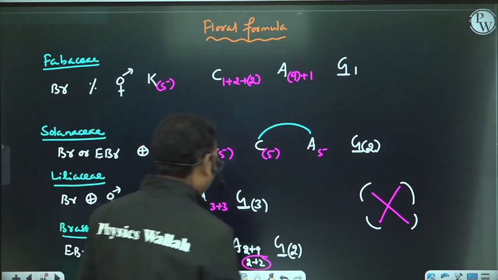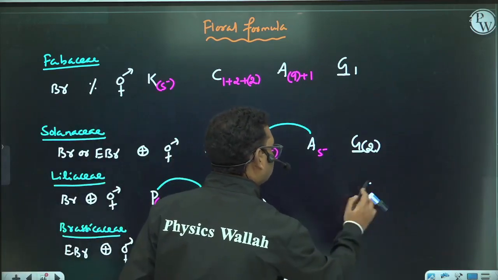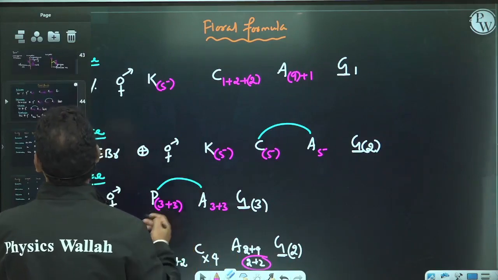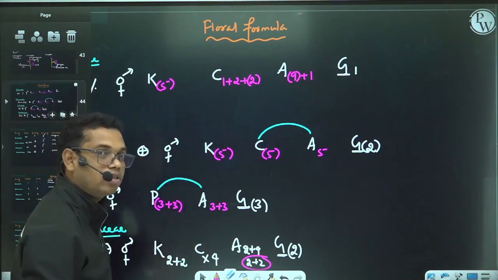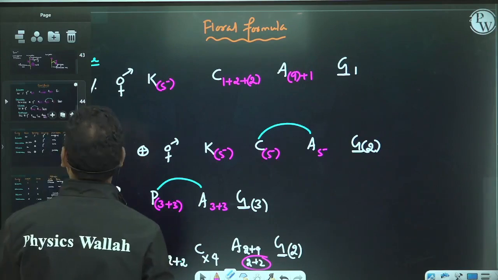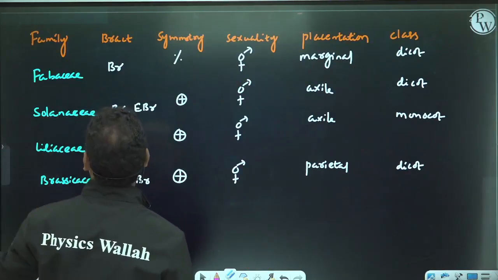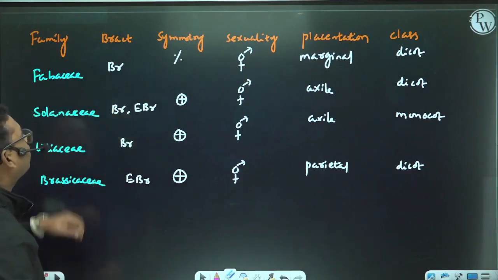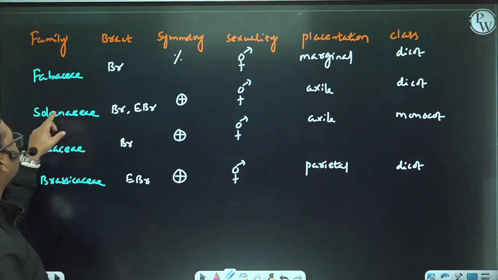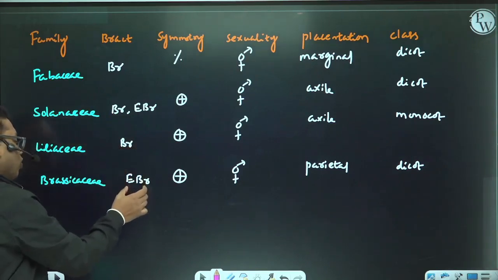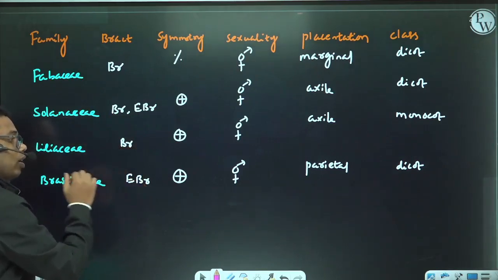Now let us talk about the comparison of different families. Okay, so Fabaceae, Solanaceae, Liliaceae, and Brassicaceae. So what about the bract? In case of Fabaceae, bract is present. In case of Solanaceae, bract may be present or absent. In case of Liliaceae, bract is present. In case of Brassicaceae, bract is absent, so ebracteate.